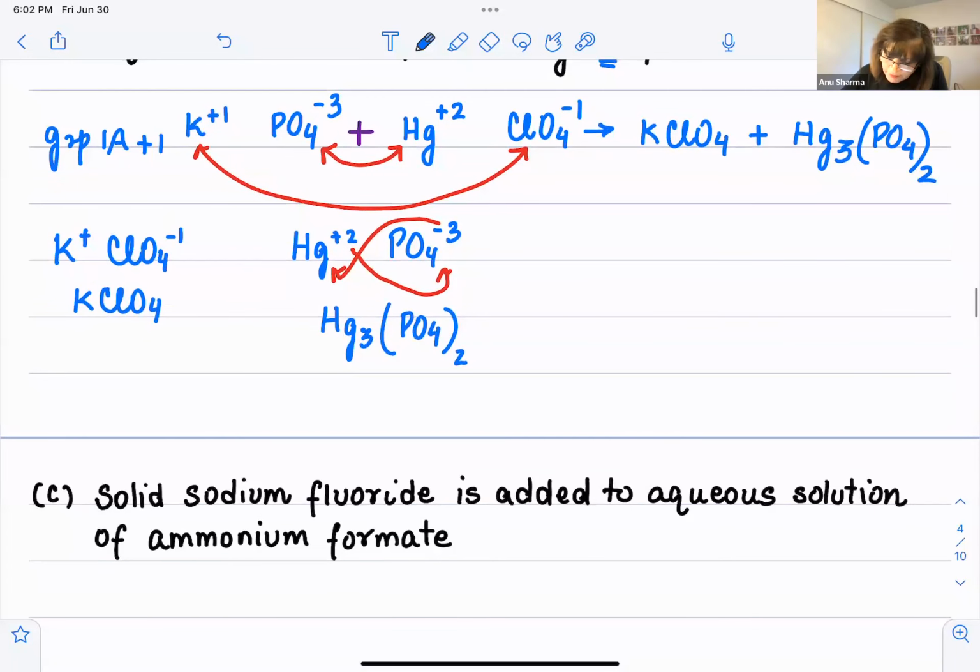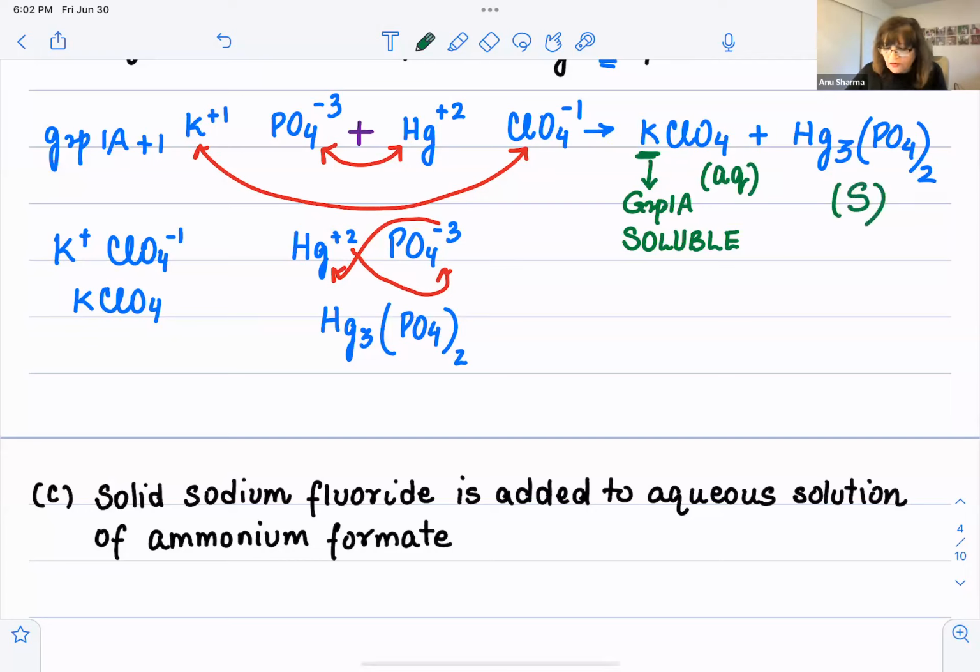Potassium is group 1A. All group 1As are going to make it soluble, so they are always soluble. Therefore, potassium perchlorate is going to be soluble in water, so this is going to be aq. But remember mercury and then phosphate. So this is the one that is forming a solid.